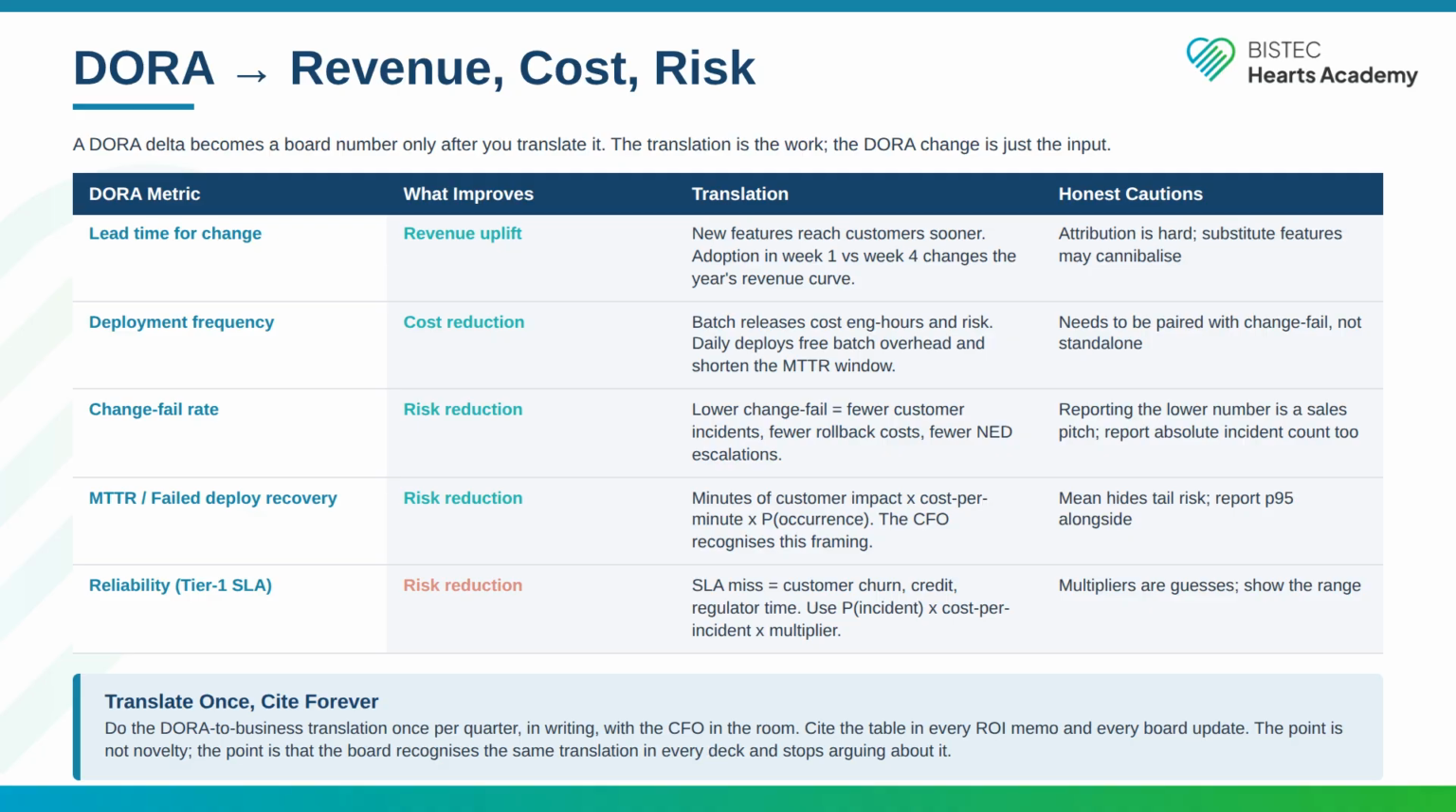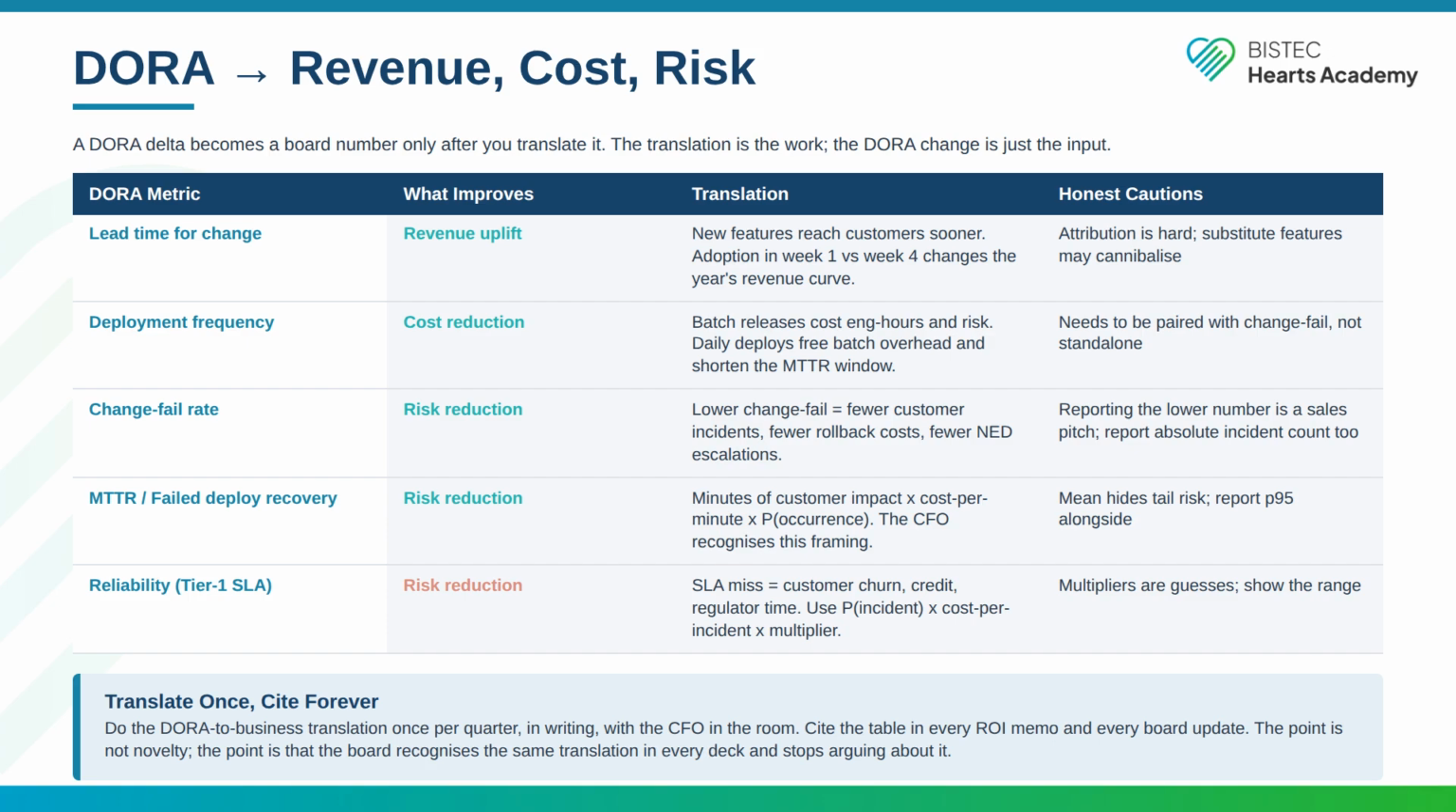MTTR and failed deployment recovery translate to risk reduction. Minutes of customer impact times cost per minute times probability of occurrence. The CFO recognizes this framing. The honest caution is that the mean hides tail risk. Report P95 alongside.